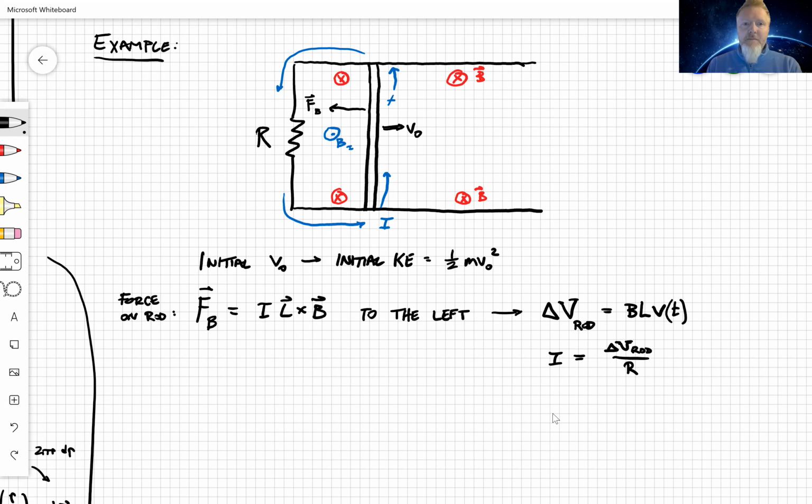Speaking of the current in this rod then, it is going to be delta V from the rod divided by R, because we'll assume that all the resistance is in that resistor there. All right, so that means that the force on this thing is equal to delta V over R times LB. And everything's perpendicular, so the cross product just becomes the sine of 90 degrees.